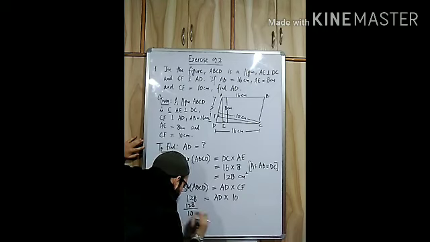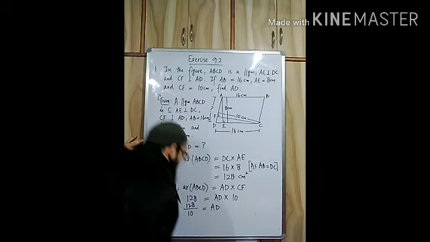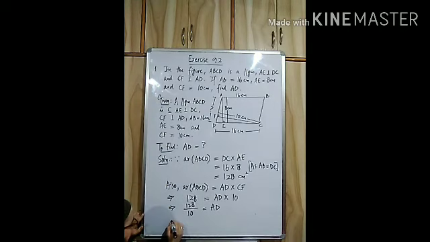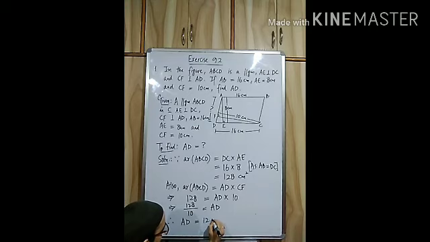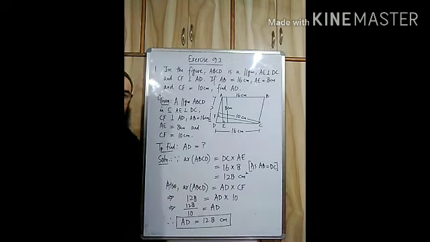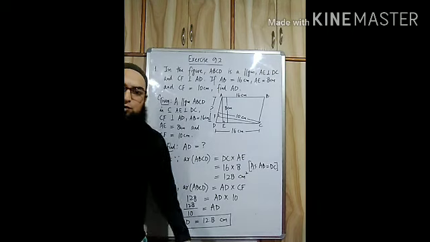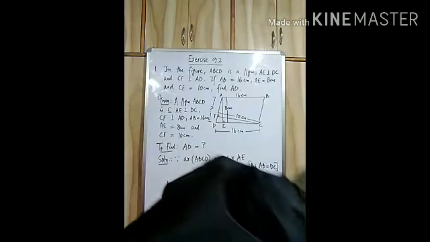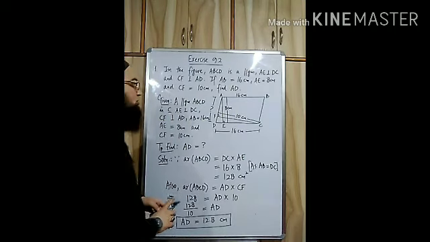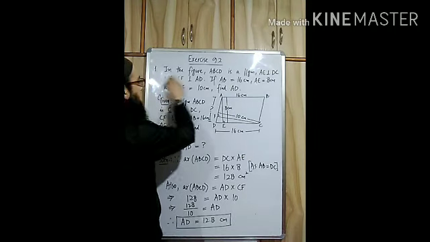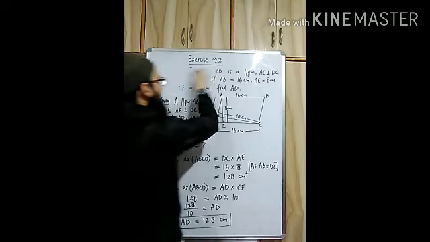Then dividing 10 throughout, you'll get 128 divided by 10 is equal to AD. Therefore, AD is equal to 12.8 centimeter. And that's your answer. Got it? Make a note. You can pause the video to make a note of this question.